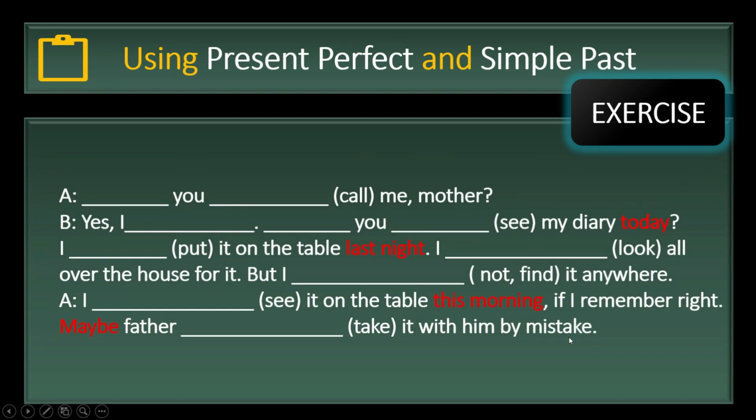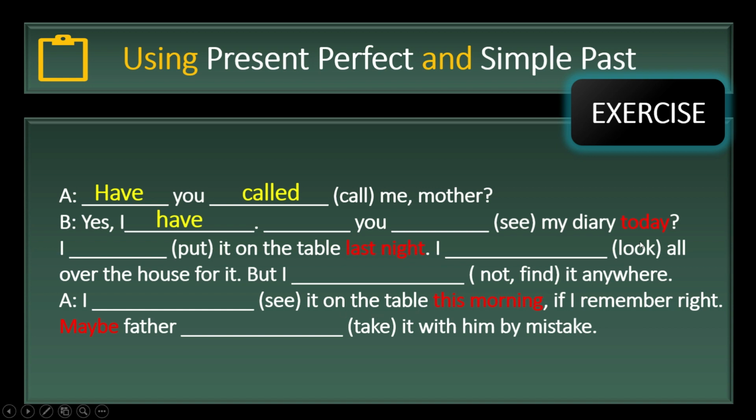Okay. There's no time mentioned with the first sentence here, first question, so it should be in present perfect tense. Have you called me mother? Have, subject, verb 3. Have you called me mother? Because the question is in present perfect tense, the answer should be in the same tense. Yes, I have.